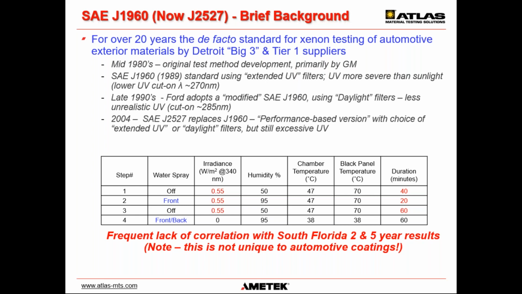It was the same basic set of conditions, but it was a performance-based standard versus an instrument-based standard, which J1960 only specified Atlas equipment. Now, one of the key things that I want to note here is the use of spray cycles and light cycles, and you'll note afterwards that this is a key deterrent in getting good correlation. Fixed irradiance level, which at the time we thought of as a high irradiance level, but in fact it was a low irradiance level. So this test method, although for many years very popular, really was not the state of the art.